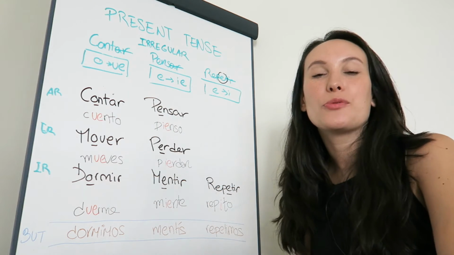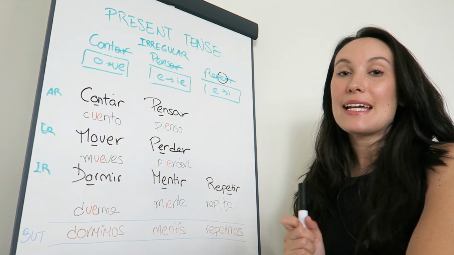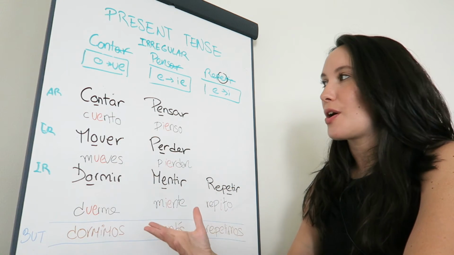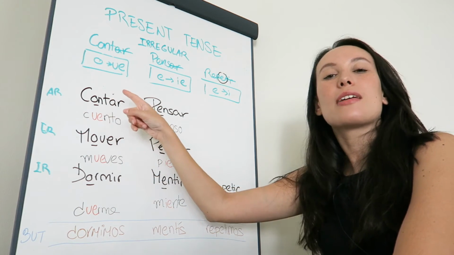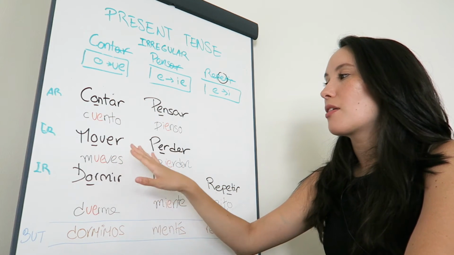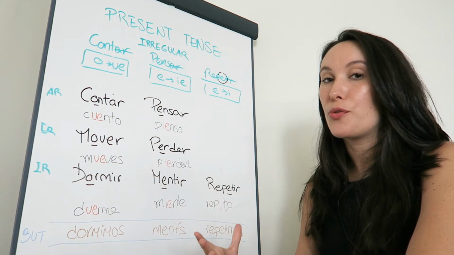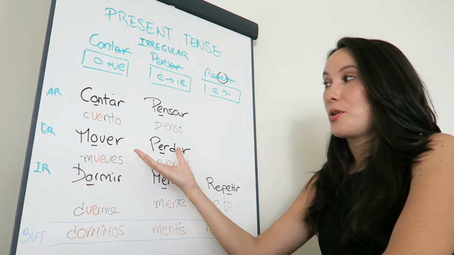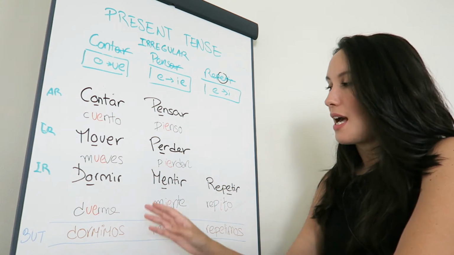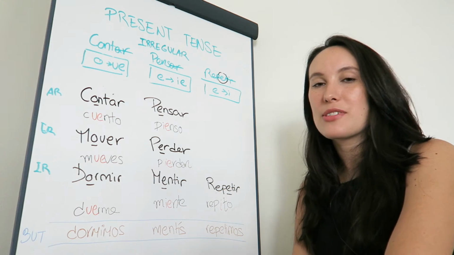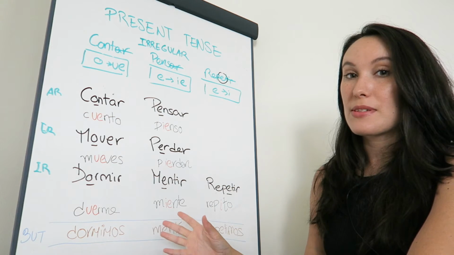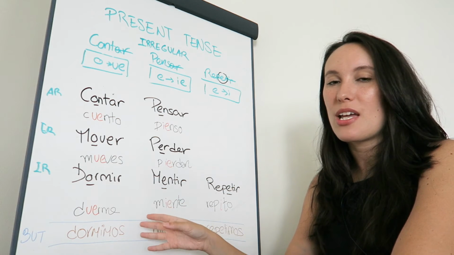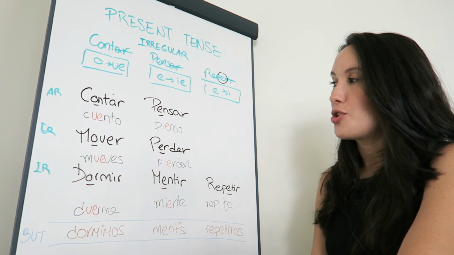I have contar, to count or to tell. Now I want to say I count or I tell. I put the ending for I, which is an O, as you might know, and also I change that O into a UE. Do the same here. Mover is to move, and I want to say you move. I add the ending for you, which is ES, and I also change that O for a UE. And last but not least, I have dormir, which is to sleep, and I want to say he or she sleeps. So I put that E at the end, the ending for he or she, and I am also changing the O for a UE.